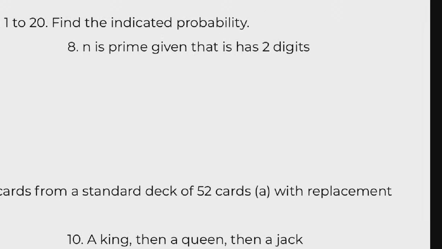Okay, n is prime given that it has 2 digits. So there's 10, 11, 12, 13, 14, 15, 16, 17, 18, 19, and 20. So those are the numbers from 1 through 20 that are 2 digits. So there are 11 numbers there. And we want to find the probability of n being prime. So in this list, we're going to look for the prime numbers. So there's 1, 2, 3, 4. So the probability of n being prime given that it has 2 digits is 4 out of 11.